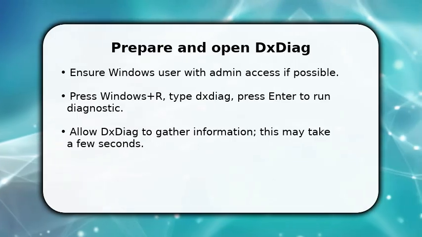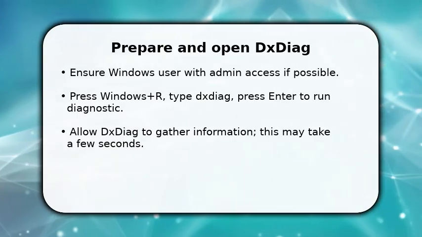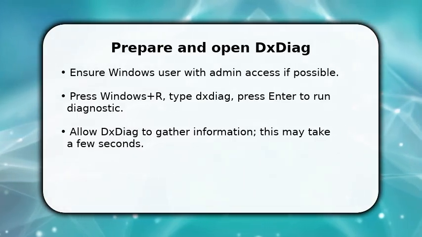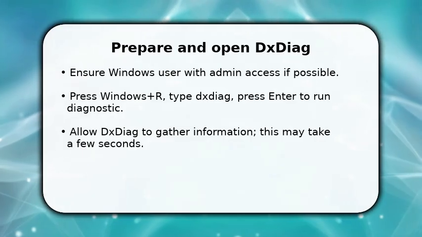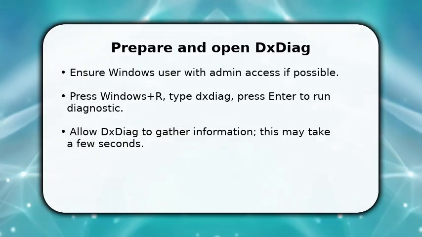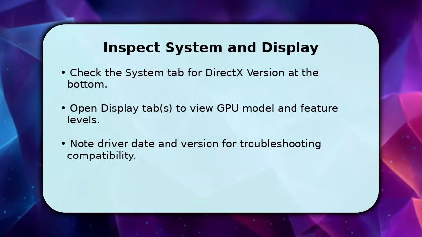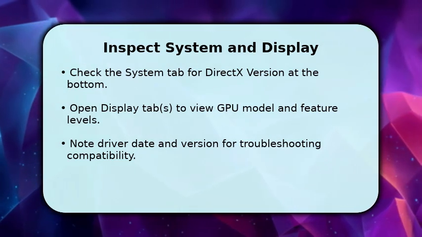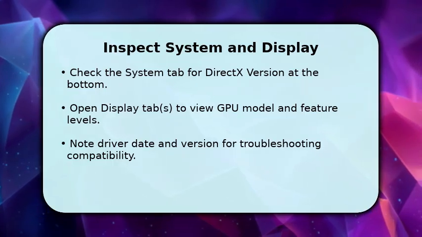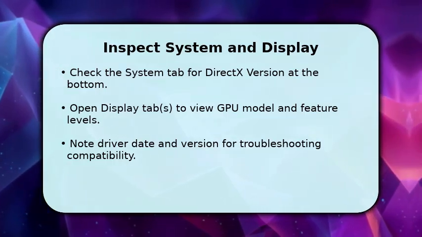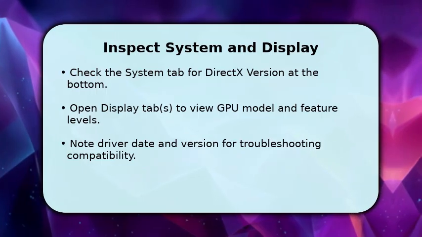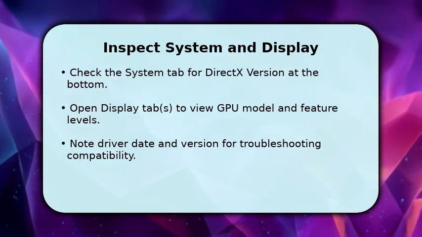The tool will load and collect hardware and driver info automatically. Wait until the progress bar or status says it's finished before moving on so you don't miss any fields. Once dxdiag finishes, switch to the System tab and look at the DirectX version line near the bottom to confirm installation. Next, click the Display tab or multiple display tabs if you have more than one GPU.